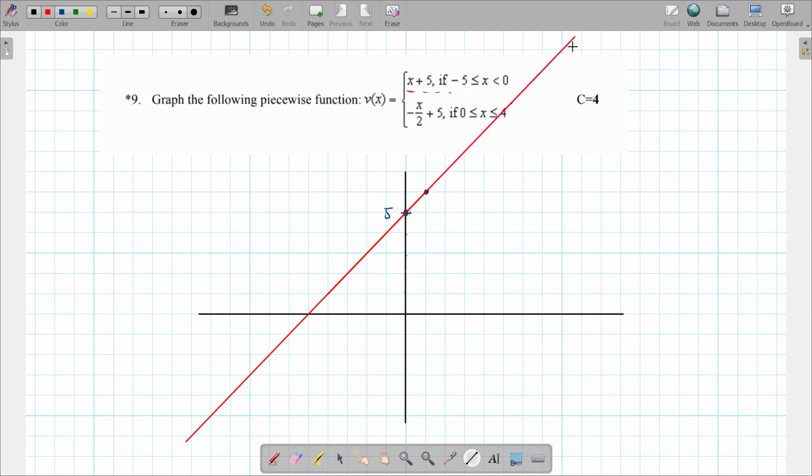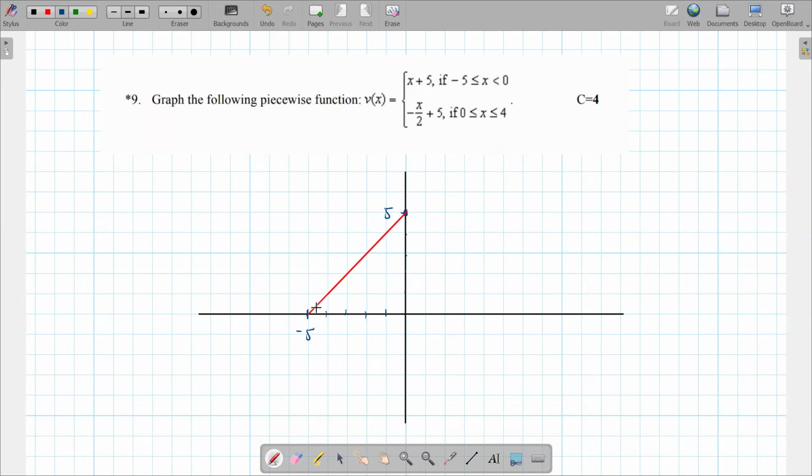With the piecewise function, what you need to do is erase portions of it. So this function only exists between the x value of -5, so 1, 2, 3, 4, 5, to the x value of 0. So I'm going to erase everything else because this function doesn't exist beyond 0 or beyond -5. So there you go. That's the sketch of the top function.